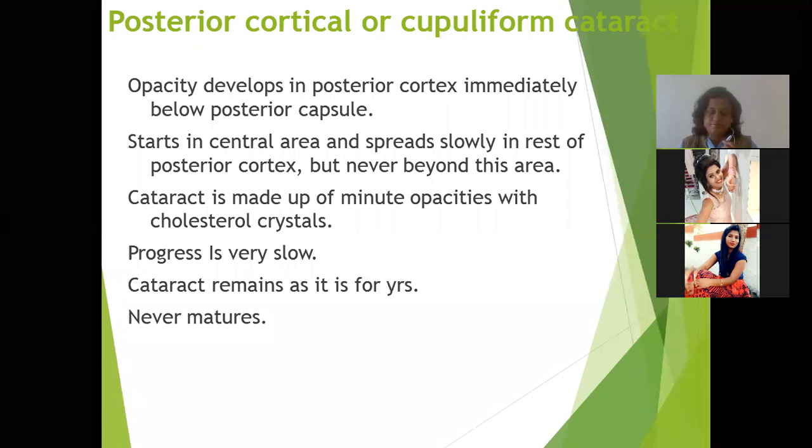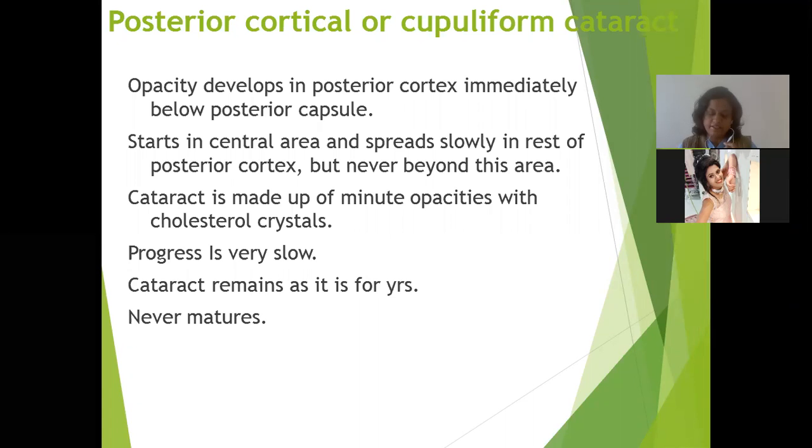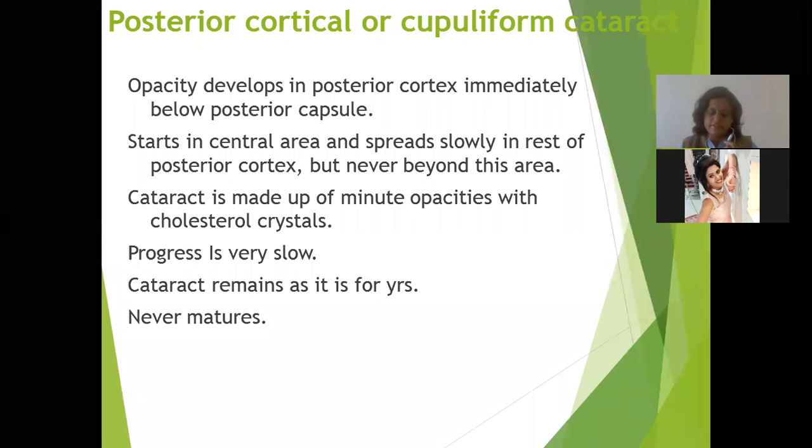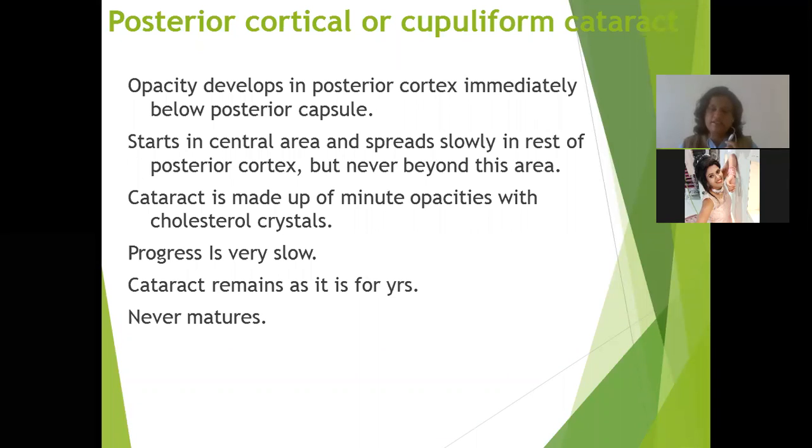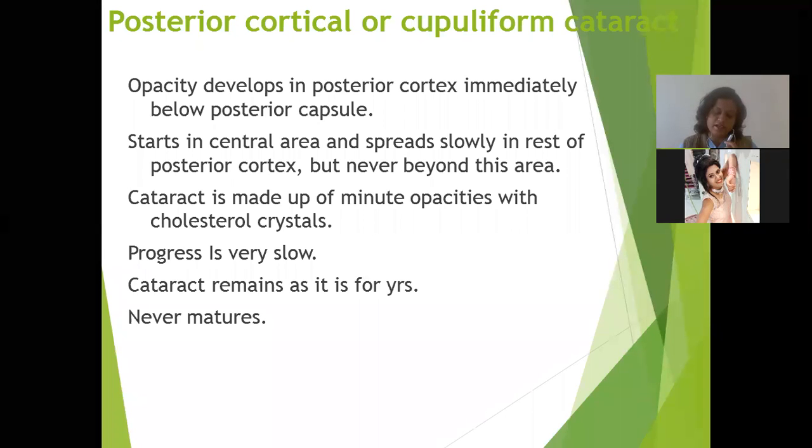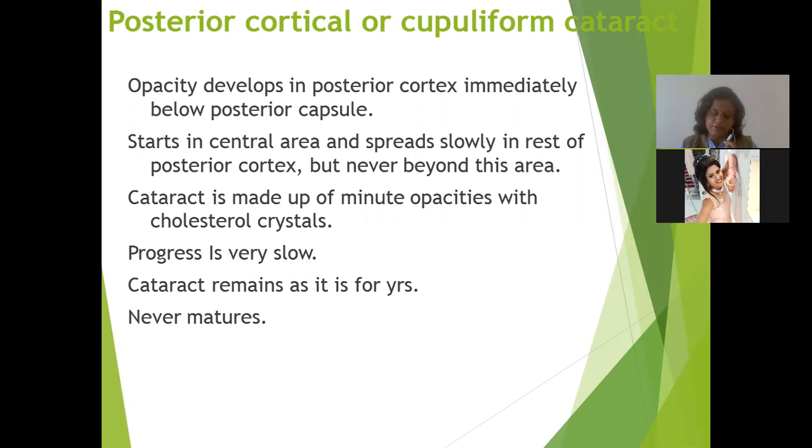And the sign is that it is difficult to see the opacity with the torchlight in an undilated pupil. The exact position of the opacity is judged by a slit lamp with a dilated pupil. It appears as a yellowish white layer in the posterior cortex. In distant direct ophthalmoscopy with the retinoscope in a dark room, it appears as a central dark spot against the red fundal glow.